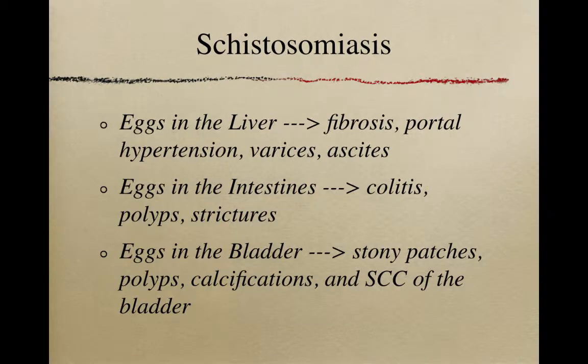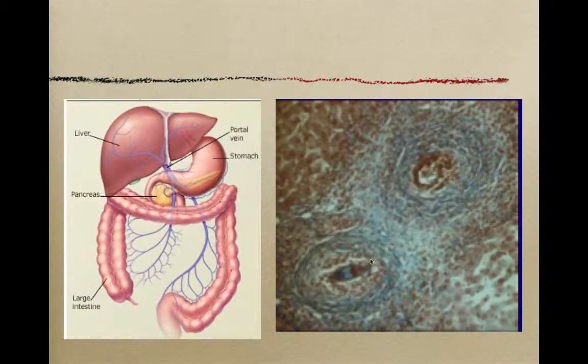While egg burden, either in the urine or stool, can give you a good idea of how infected someone is, the eggs that are excreted don't cause the problems. It's actually the eggs that get stuck either in the liver, in the intestines, or in the bladder that cause the pathology. And that's because there's fibrosis that occurs around these eggs, as you see in this picture here.